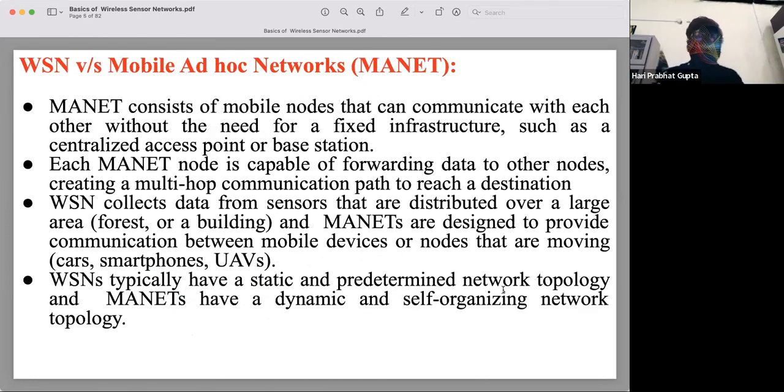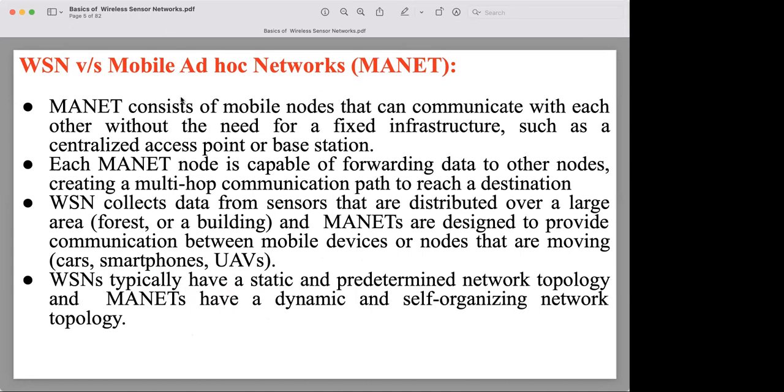Now we cover the difference between the wireless sensor network and the mobile ad hoc network. First we see the definition of the mobile ad hoc network, or MANET. A MANET consists of mobile nodes that can communicate with each other without the need of fixed infrastructure. Since the name itself suggests that mobility comes into the picture, one unique thing is that they do not require any fixed infrastructure, such as a centralized access point or base station. This is the beauty of the MANET.